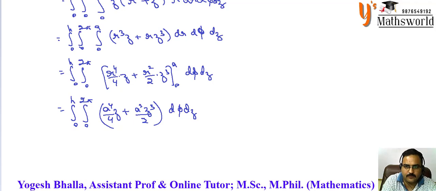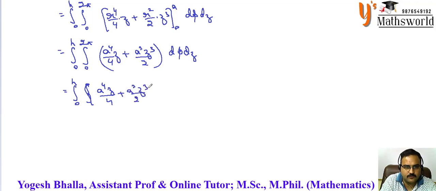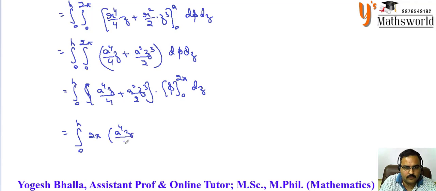Now we integrate with respect to phi. Here a to the 4 z over 4 plus a square z cube by 2 is a constant, so the integral of d phi will be phi within the limits 0 to 2 pi. So it will be 0 to h, 2 pi (upper limit minus lower limit) into (a to the 4 z by 4 plus a square z cube by 2) dz.